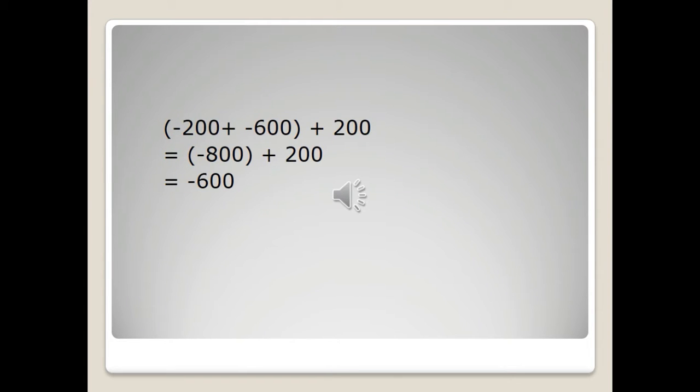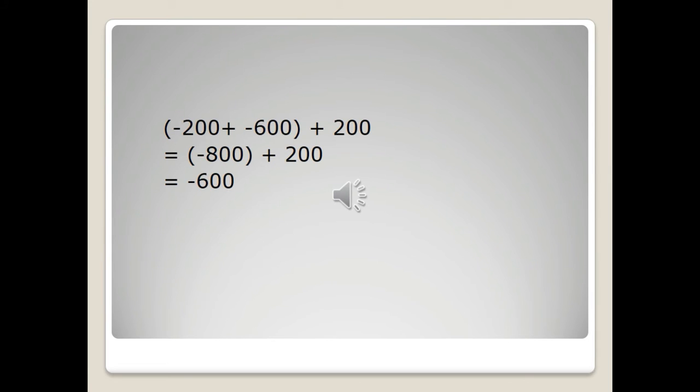So we have another example: the quantity of negative 200 plus negative 600, plus 200. In this case, we will use the order of operations PEMDAS, which means parentheses, exponent, multiplication, division, addition, and subtraction. In this problem, we can see that it has parentheses, so we should simplify inside it first. Negative 200 plus negative 600 is simply negative 800 since they have the same sign.